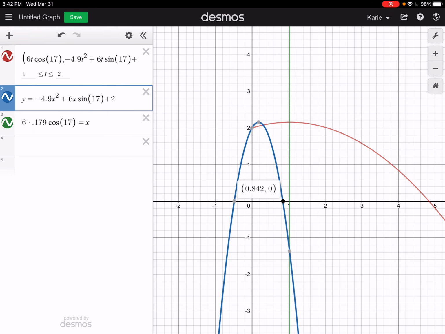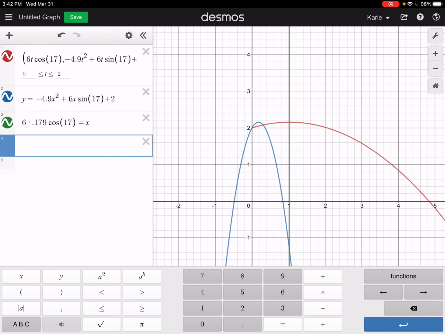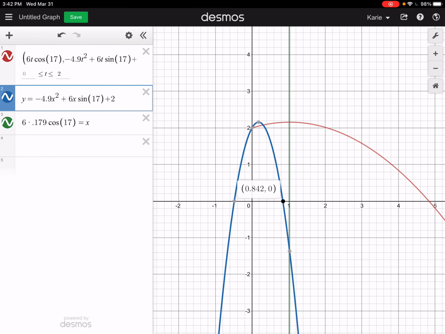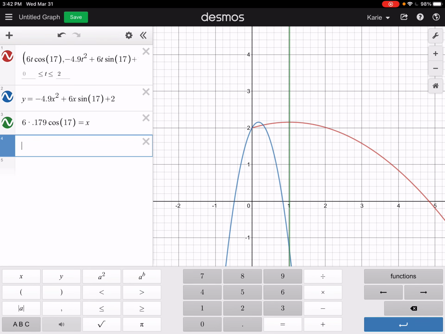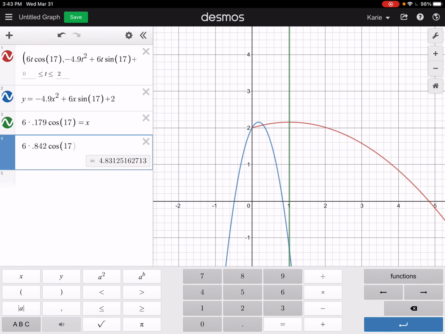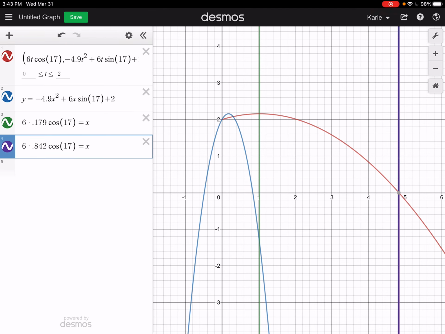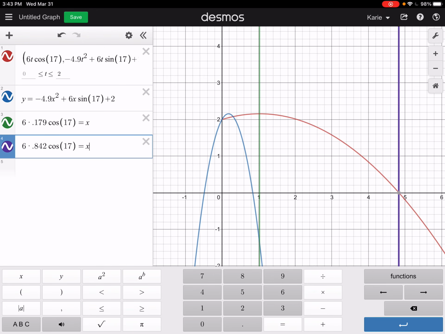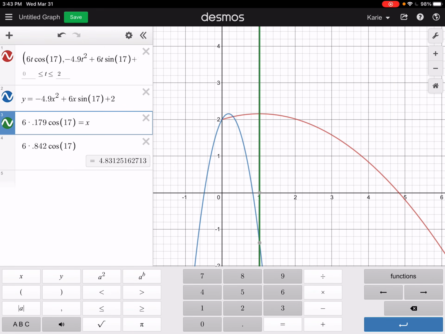So say I wanted to do this one. I want to know how far down the field it is when it hits the ground again. I could come in and say, oh, I just forgot it. 8, 4, 2. Okay, that's geometric. Half of 8 is 4, half of 4 is 2. I'm going to remember that. 6 times 0.842 cosine of 17, close that parentheses. Let's set that equal to x also, just so that it draws the line for us. And sure enough, that's where it hits. Oh, you know what? If I put equals x, it no longer gives me the value.